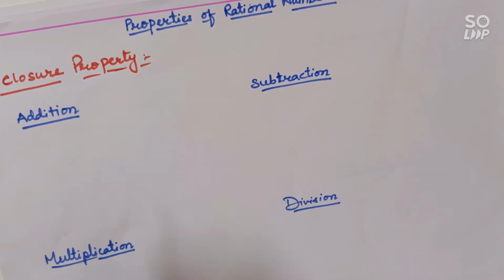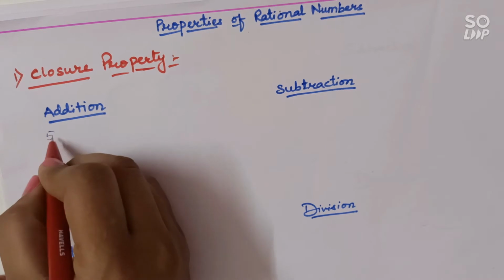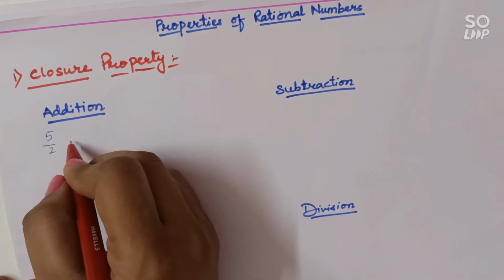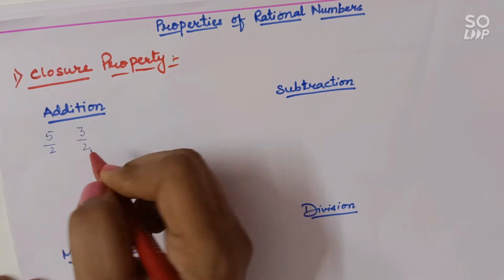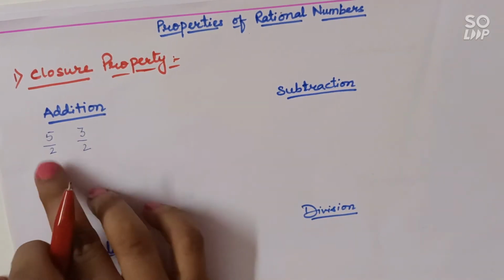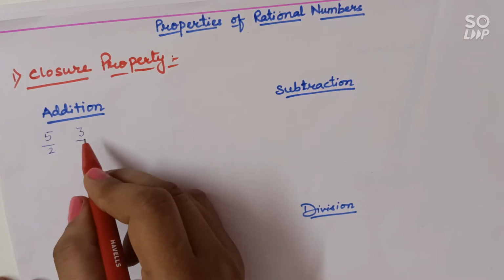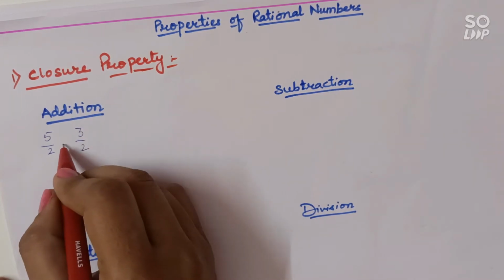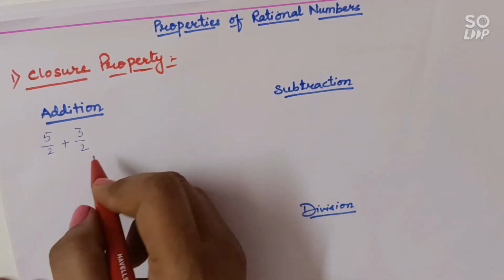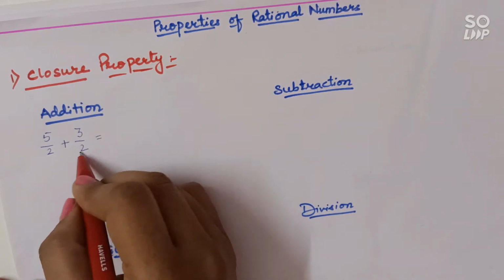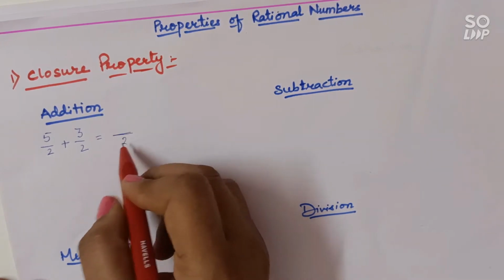So I have taken two rational numbers, 5/2 and the other rational number 3/2. Here I have taken the denominator same. So in case of addition, we'll check whether the sum is a rational number or not. So let's check it out. Here the denominators are same, so we'll have the same denominator 2.